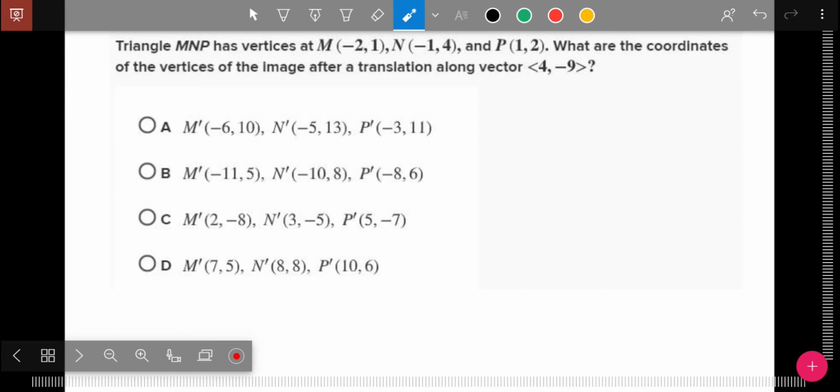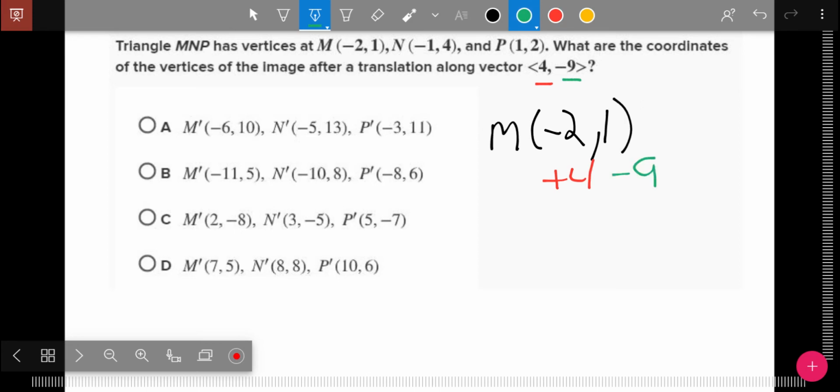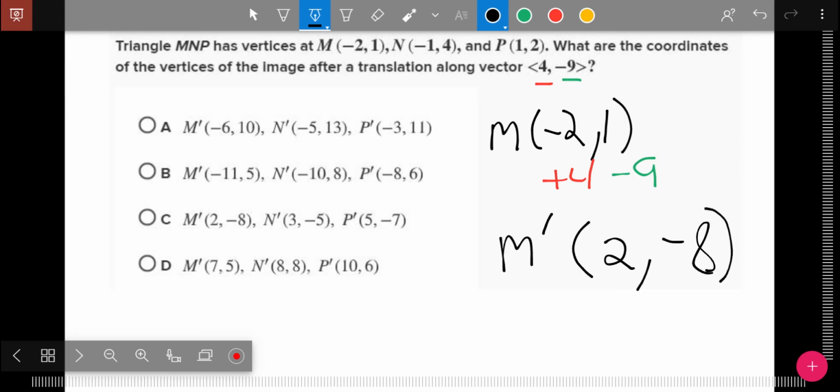I want to move these points along the vector. Let's just talk about M first here. M is (-2, 1). I want to change it by adding 4 and minusing 9, or adding the -9. And so my M image should be -2 plus 4, which is the same as 4 minus 2, which is 2, and 1 plus -9, or 1 minus 9, is -8.